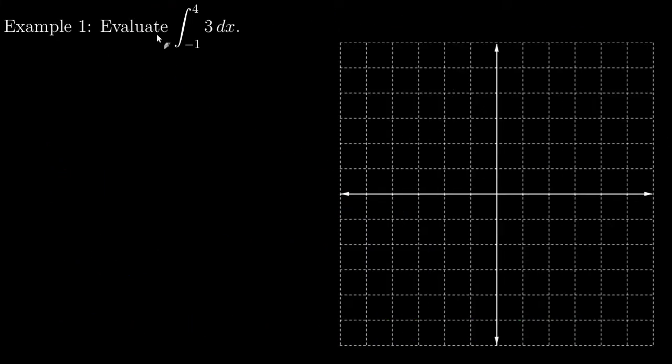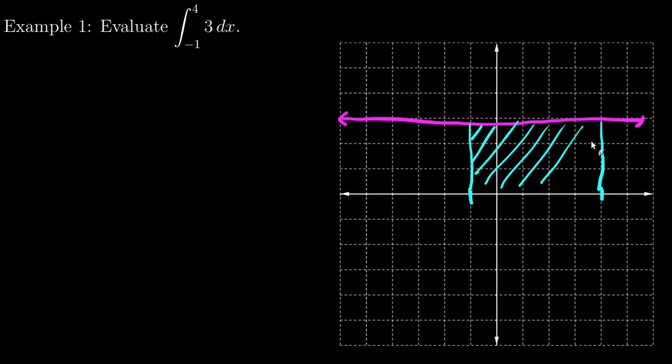So first example, evaluate the integral from -1 to 4 of 3 dx. Well, 3 is a horizontal line. My limits of integration are -1 and 4, so I'm going from -1 on the x value up to 4, and this forms a rectangle between my function and the x-axis. The rectangle is 5 units wide, 3 units tall. 5 times 3 is 15. It's above the x-axis, so the integral is 15.